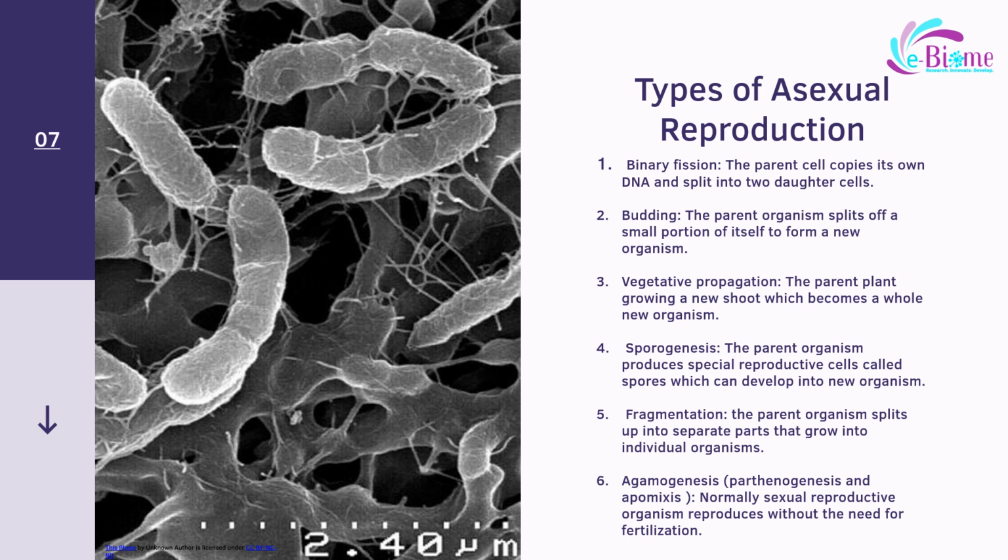Another type of asexual reproduction is known as sporogenesis. Sporogenesis is the process by which the parent organism, typically a fungi or a certain type of plant like ferns, produces a special reproductive cell called a spore. A spore is basically like a gamete, but unlike a gamete, it has a full set of the parent's genome, instead of being haploid like a sex cell. This spore will then develop and grow into a new, separate organism.